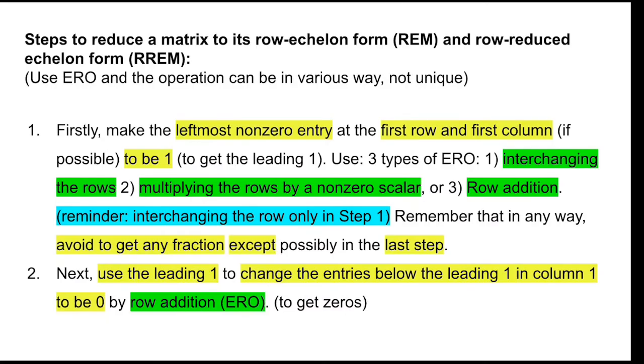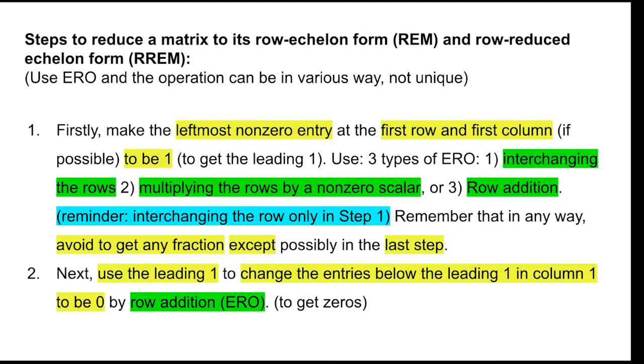Firstly, we have to make the leftmost non-zero element at the first row, first column become 1. So we can use 3 types of ERO. The first type, interchanging the rows. Second type, multiplying the rows by a non-zero scalar. Or third type of ERO, row addition. Here's a reminder, interchanging the rows can only be used in step 1. Second reminder, we have to avoid getting any fractions in these early steps.